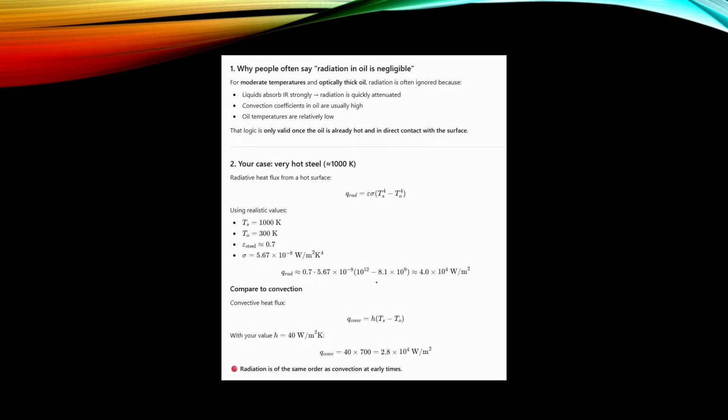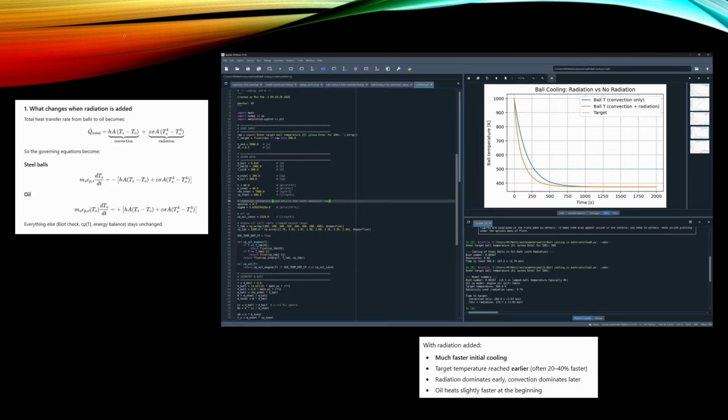And in this example the heat transfer by radiation is at the same level as the heat transfer by convective heat transfer. And we can say that at the beginning of this cooling process the effect of radiation can be very remarkable. I added this radiation calculation to this Python code, and I calculated the same case, and it seems that this cooling is now much faster.